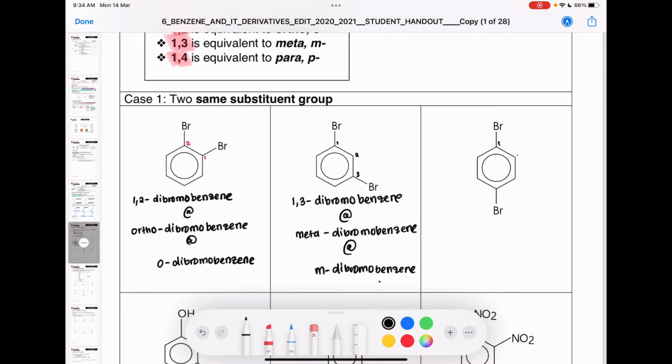Okay, and same thing goes for this. We have 1, 2, 3, and 4. We can get 1,4-dibromobenzene, or para-dibromobenzene, or P-dibromobenzene. Okay, there you go. So this is how we use ortho, meta, para in the nomenclature.